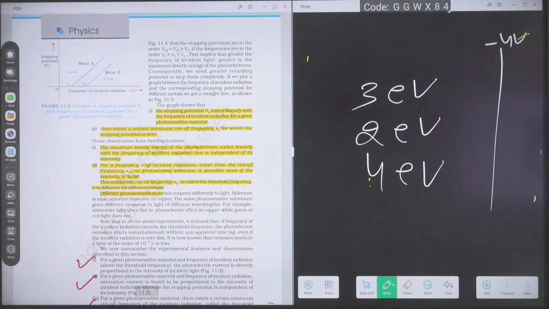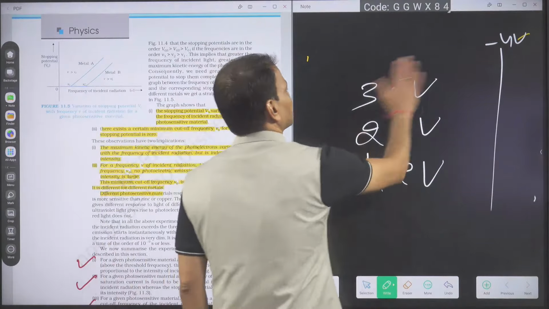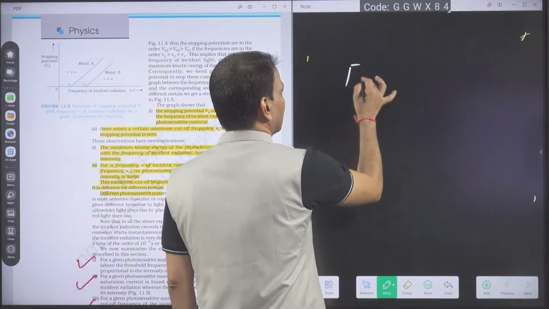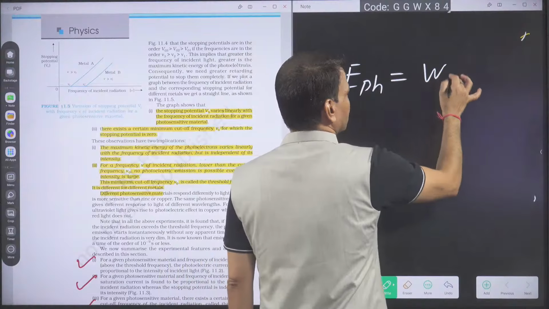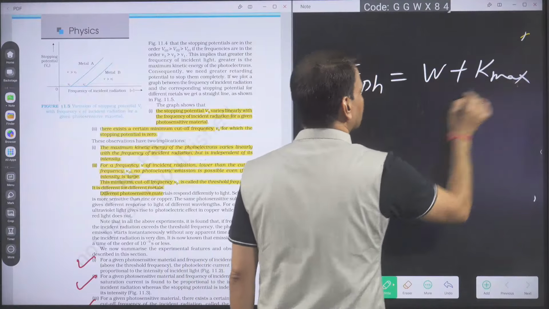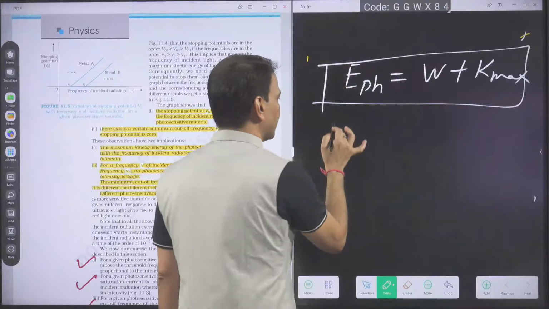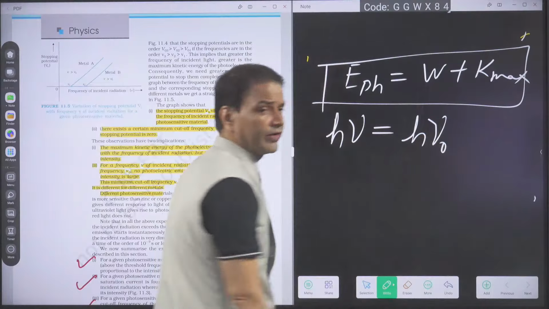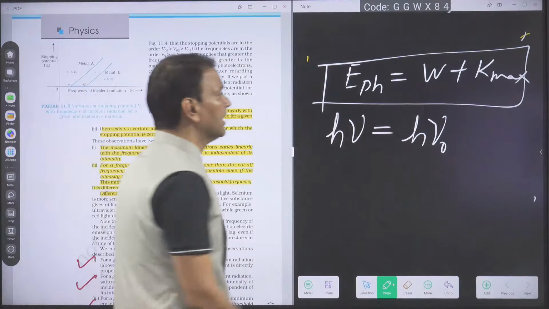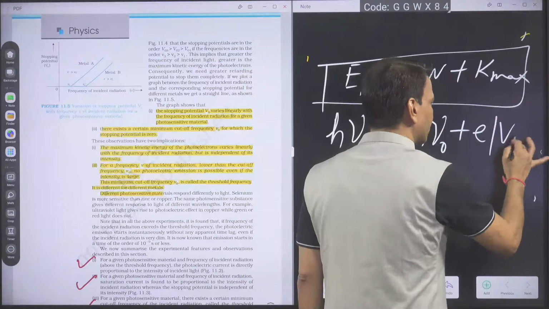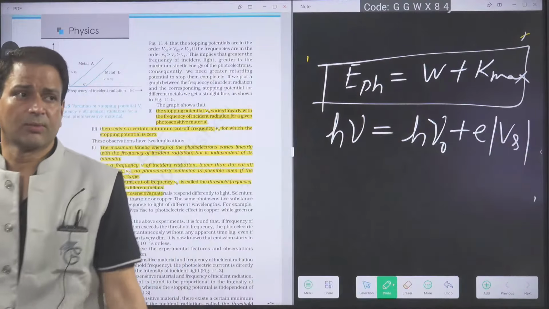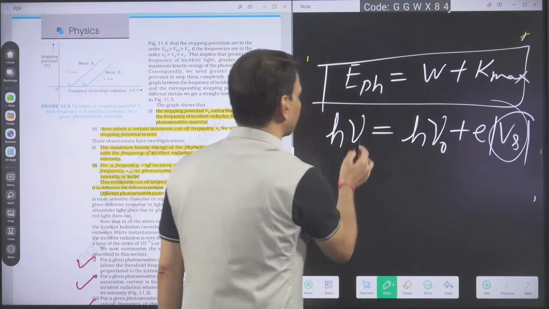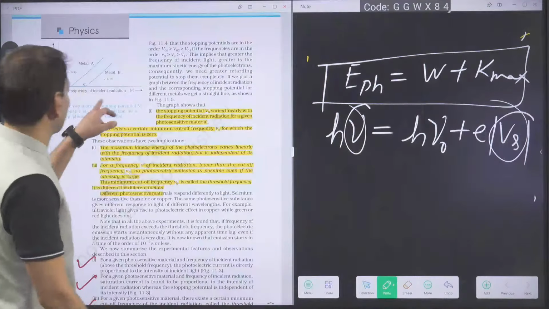Now this graph we plotted by the Einstein equation, also called the photoelectric equation. Everybody knows the energy of the photon is equal to what? Work function plus K max. This is the Einstein equation. The energy of the photon is h nu, the work function I can write as h nu naught, where nu naught is the threshold frequency, and K max we can write as e times the magnitude of Vs. Suppose I need the graph between the stopping potential magnitude and the frequency. That graph they plotted here.